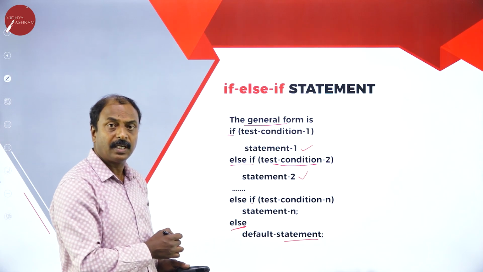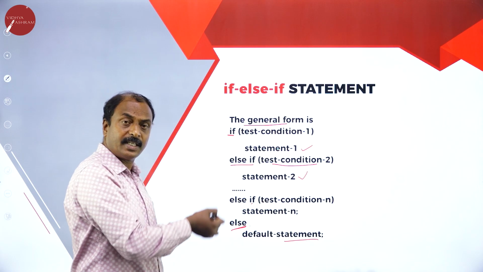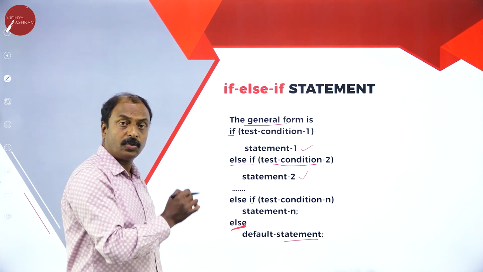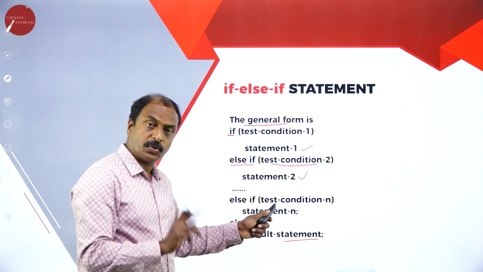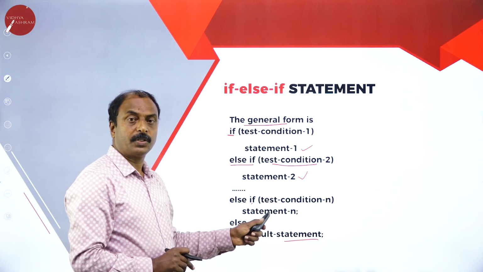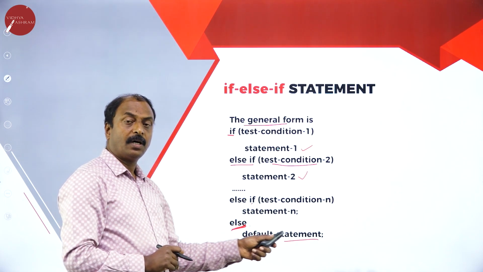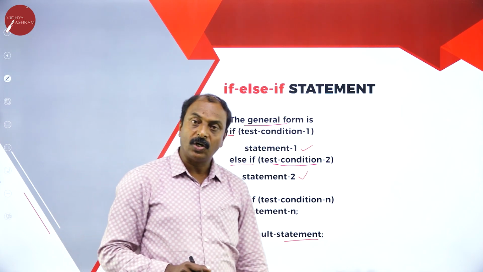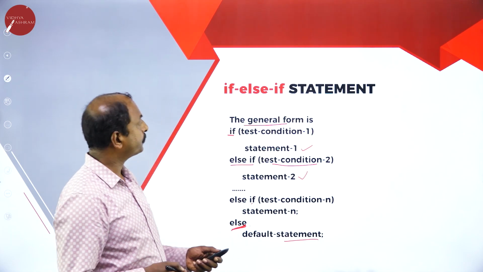Please do remember, observe this here. We start with if and end the if else if construct with else. So if none of these conditions is true, if all of them are not true, then it is going to execute the default statement or last statement. So this is the syntax, or general form, of the if else if construct.